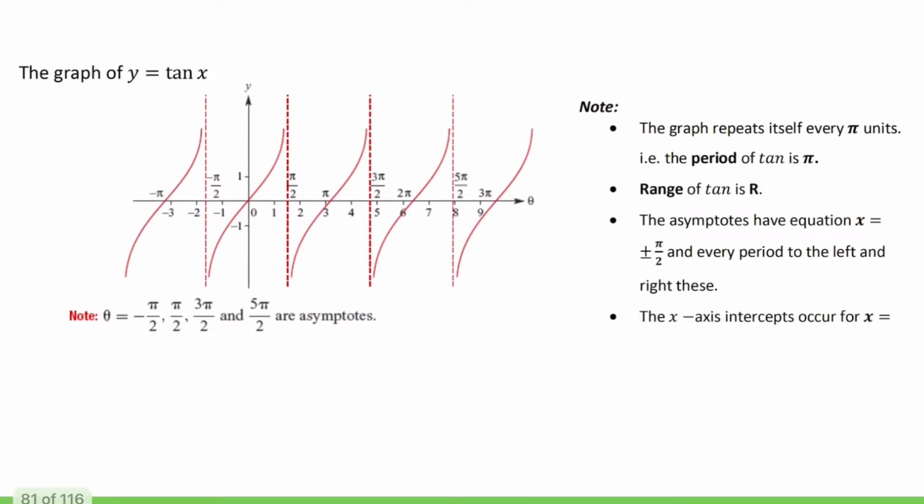So let's talk about the graph of y equals tan x. What you'll notice, unlike sine and cos, is that this graph repeats not every 2 pi, but rather every 1 pi. The difference between negative pi on 2 and pi on 2 is a pi, and the same thing between pi on 2 and 3 pi on 2 is 1 pi. So the graph repeats itself.